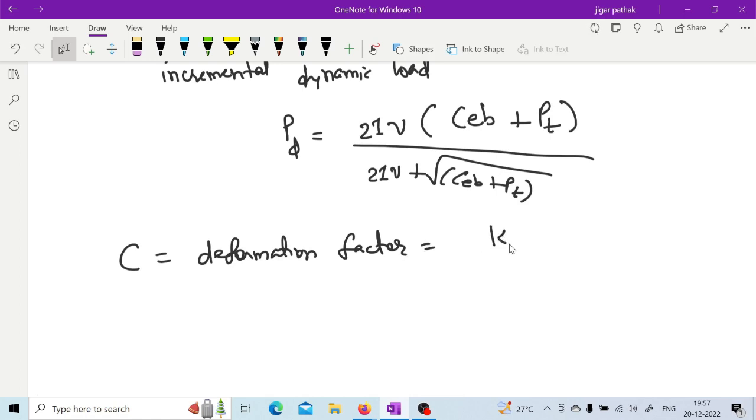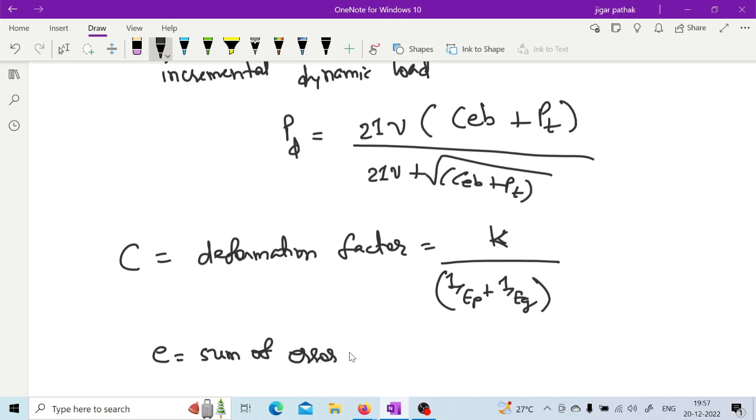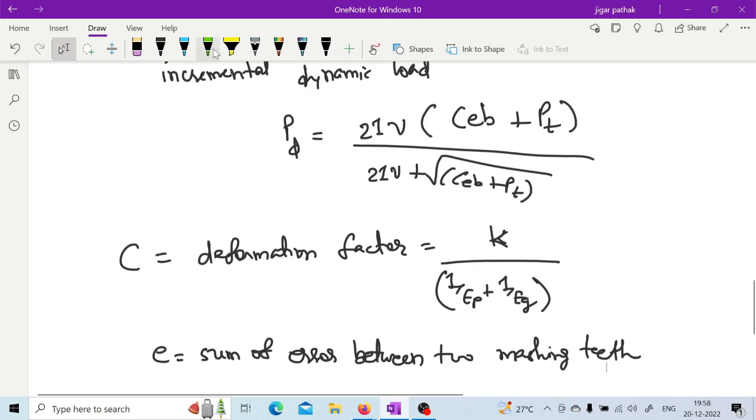Which is given by K upon 1 upon EP plus 1 upon EG, where K is a constant depending on the form of teeth, whether it is involute, cycloidal, 14.5 degree or 20 degree. EP and EG are the elasticity of pinion and gear, and E is nothing but the sum of errors between two meshing teeth. So this is how we have this particular dynamic load and the static load both. B is face width, as we have already discussed.